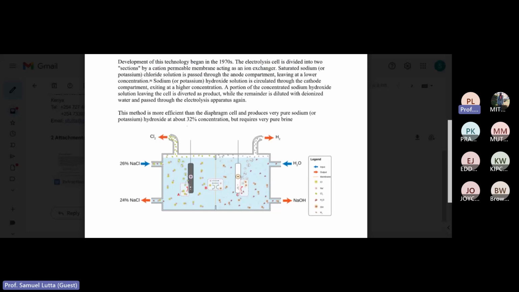At the anode, this is where we have oxidation happening. Now, this cell is divided by a semi-permeable membrane, or a membrane that can allow cations to move through. So cations are allowed to move through an ion exchanger. So it can allow that to happen.